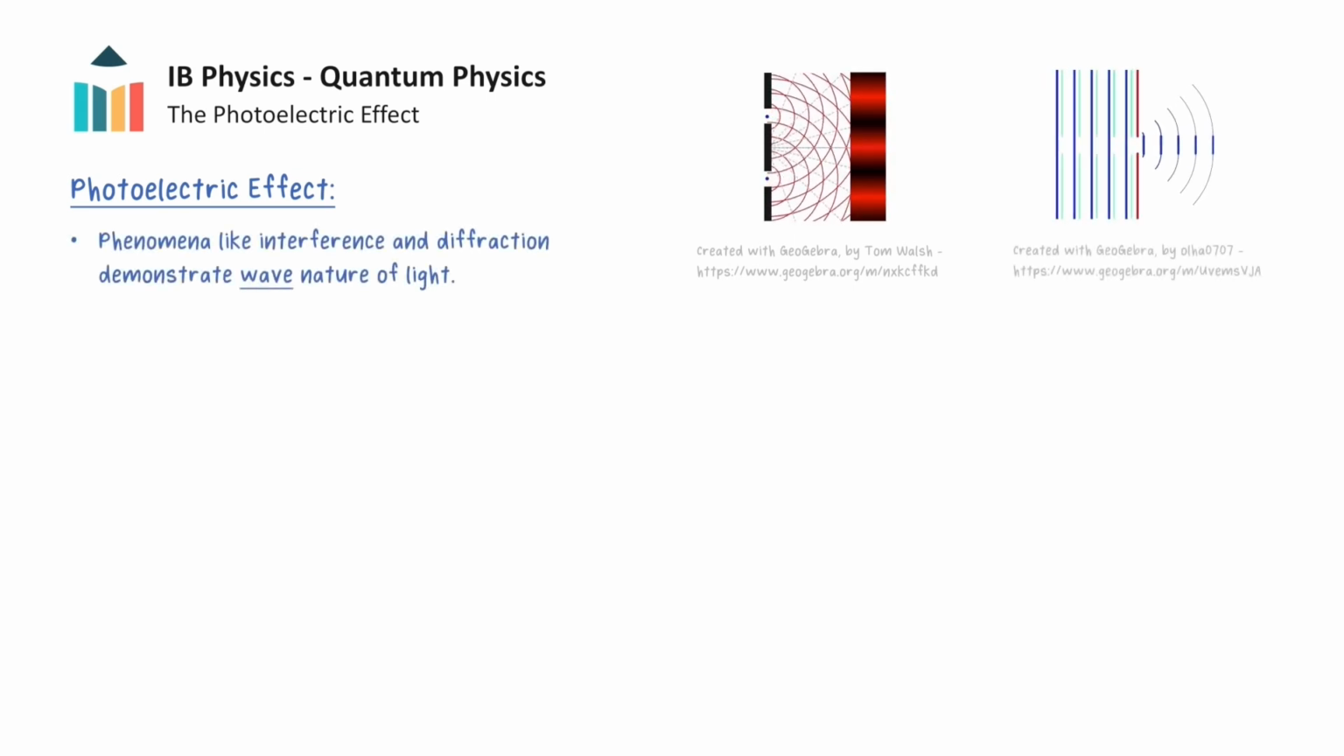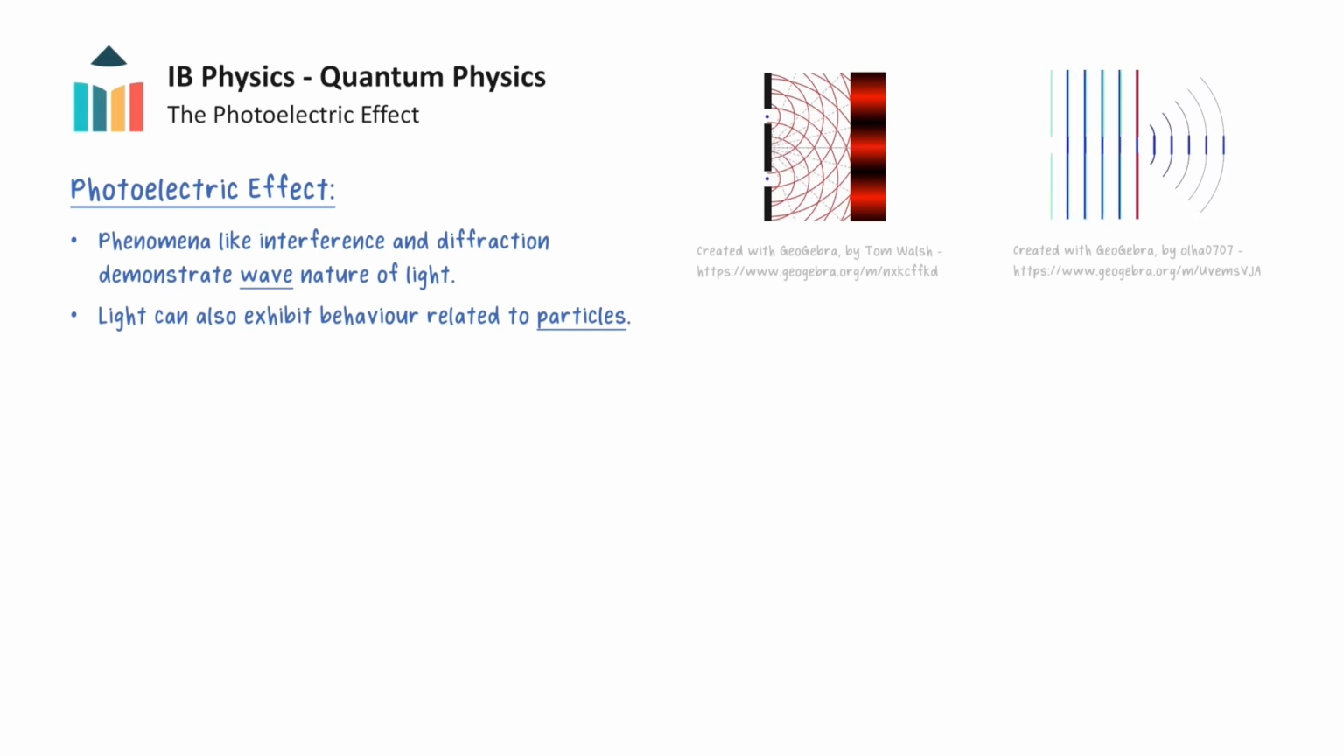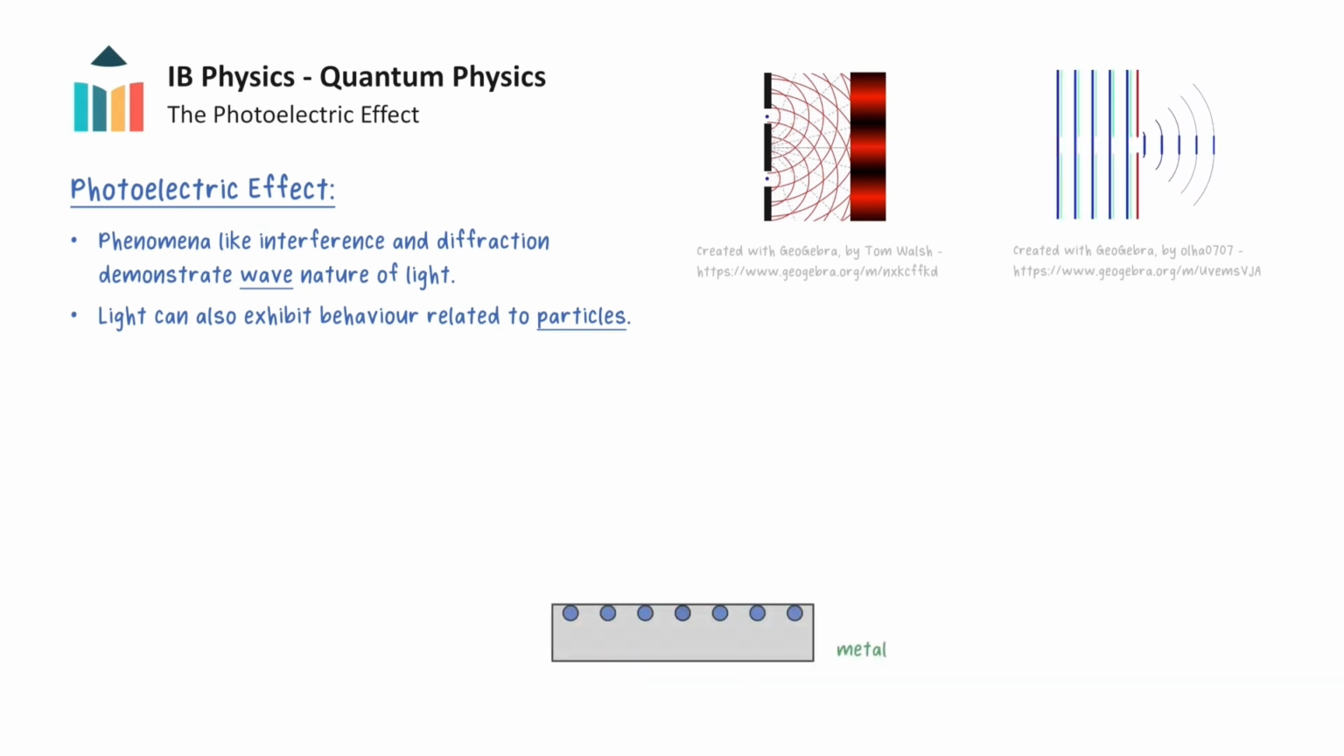We commonly associate light with waves, as they demonstrate wave-like behavior such as interference and diffraction. However, we will soon see that light can also demonstrate behavior commonly associated with particles. One such phenomenon which gives an insight into the particle nature of light is the photoelectric effect. This effect occurs when electromagnetic radiation incident on a metallic surface causes electrons to be emitted from its surface.